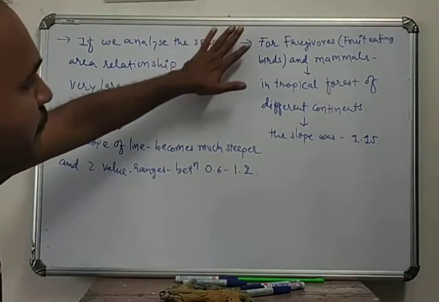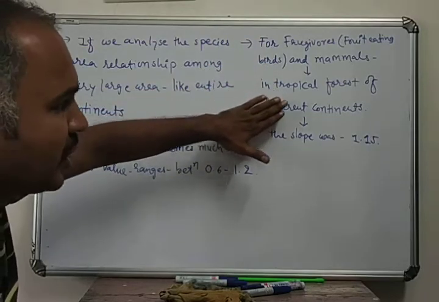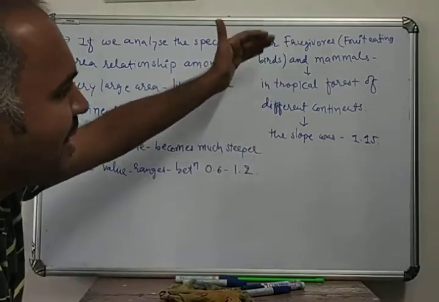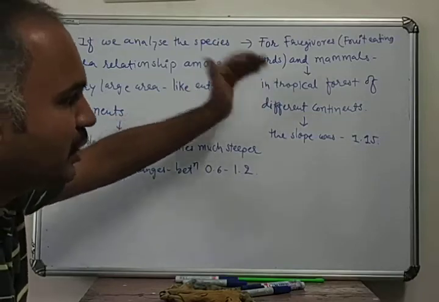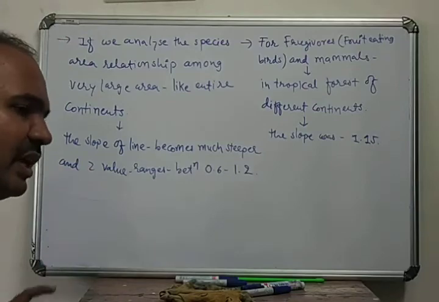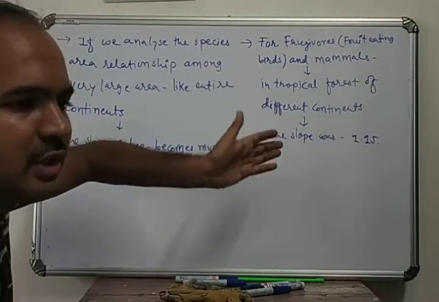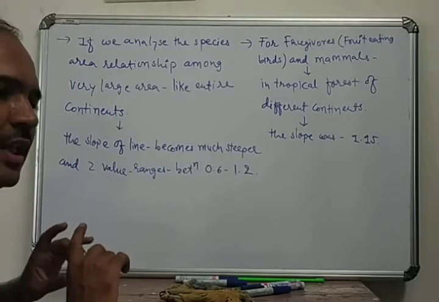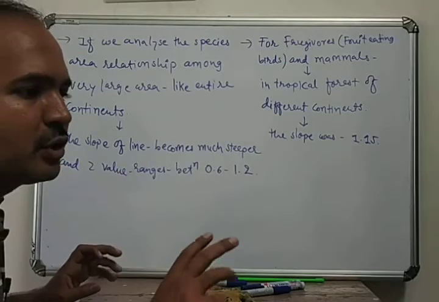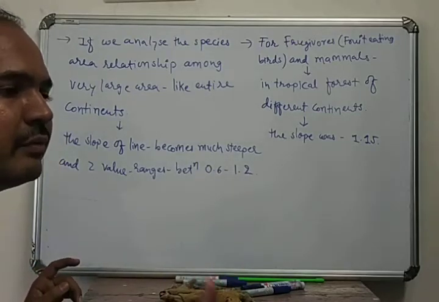And if we talk about frugivores and mammals of the tropical region of different continents, or if we analyze the species area relationship of frugivores and mammals in the tropical forests of different continents, then the Z value reaches up to 1.15.